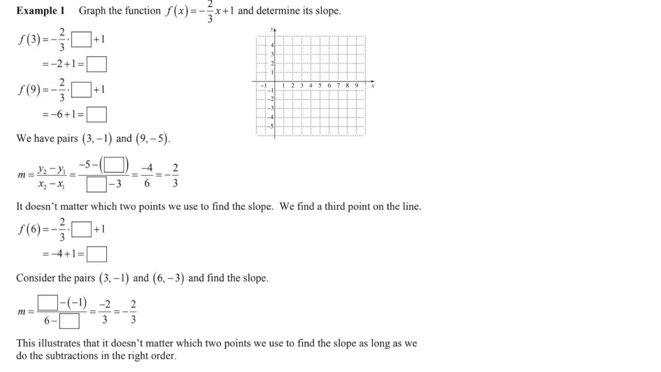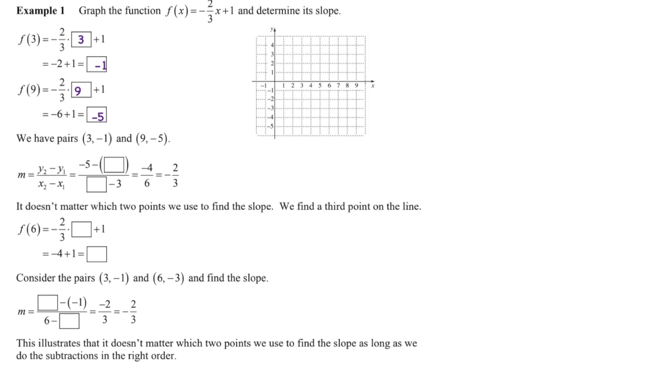When I substitute in negative 2/3 times 3 plus 1, I end up with negative 2 plus 1, which is negative 1. Similarly, when I substitute 9 in, I end up with negative 2/3 times 9 plus 1. Negative 2/3 times 9 is negative 6, and negative 6 plus 1 is negative 5. We now have two pairs of points, (3, negative 1) and (9, negative 5).